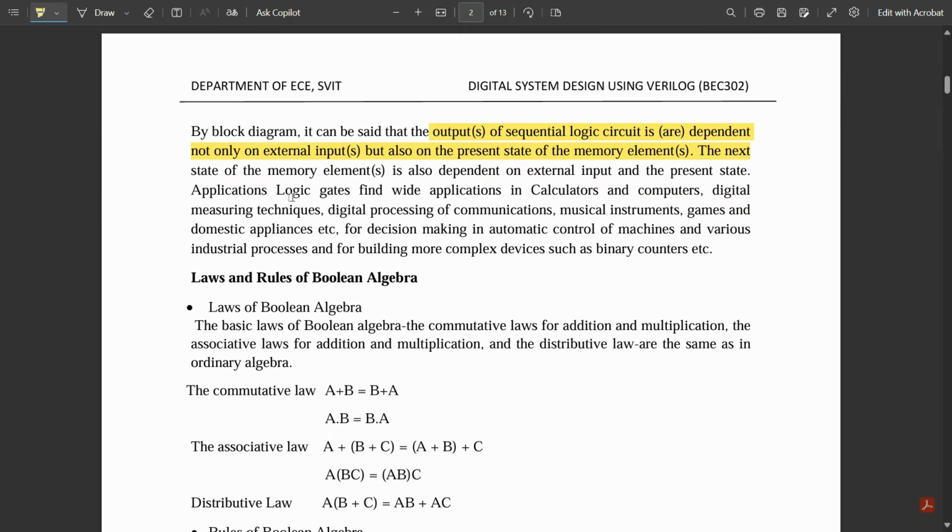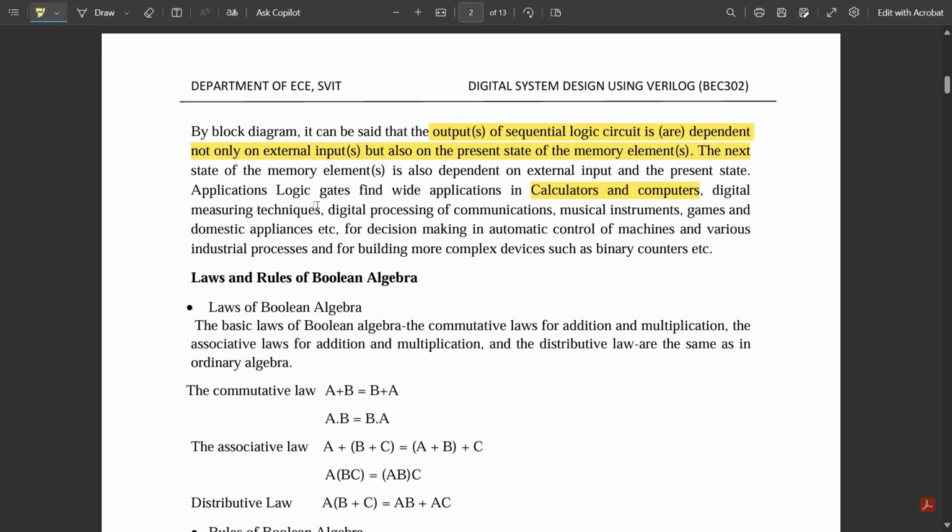Applications: logic gates find wide applications in calculators and computers. These are some of the applications where sequential circuits are used. Simply, you could say that sequential circuits reduce complexity and are mainly used to build complex circuits, such as those in calculators as well as computers, because they carry a wide range of algorithms, so that's why they are used there. Digital measuring techniques, digital processing of communication, musical instruments, games, and domestic appliances, etc., are some other examples.